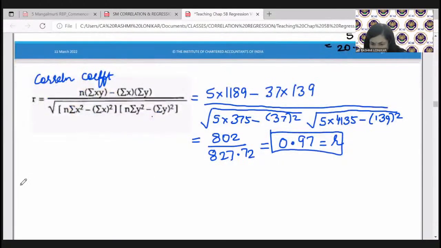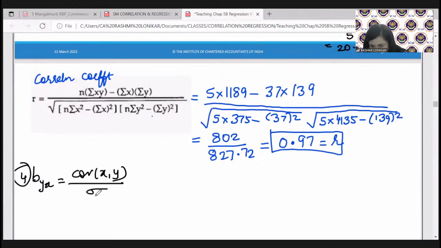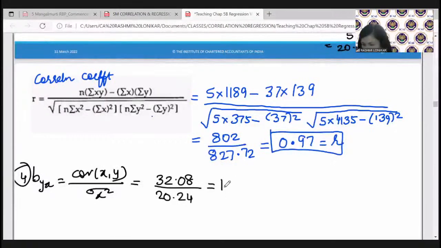Fourth step, b by x is equal to covariance of xy upon sigma x square. Covariance of xy, we just now found out, is 32.08. Sigma x square is 20.24. When I divide it, b by x comes to 1.58.